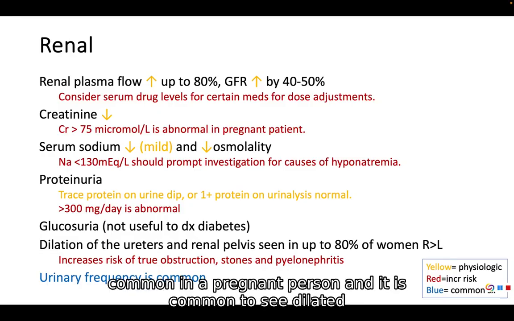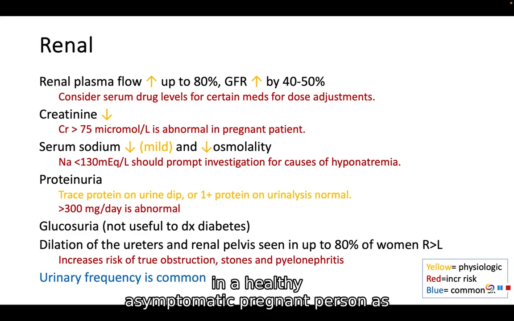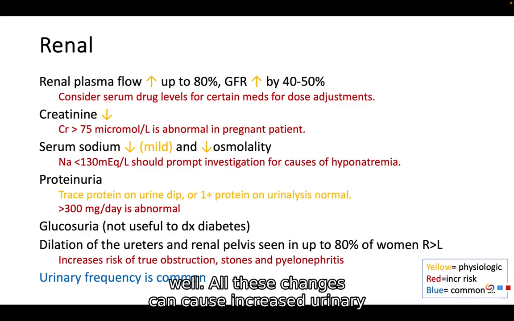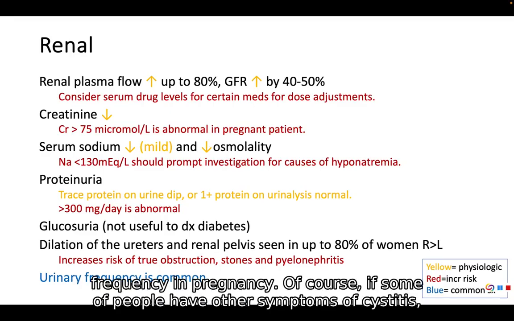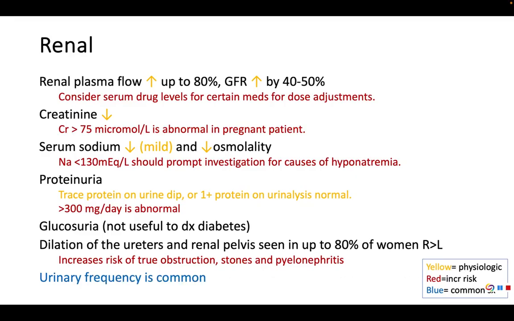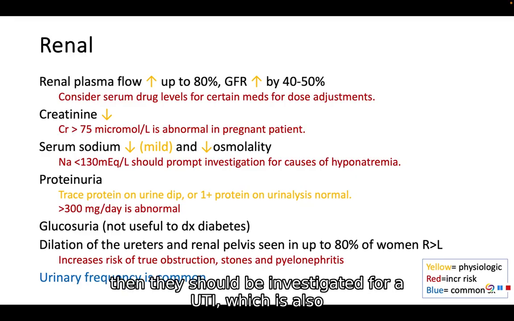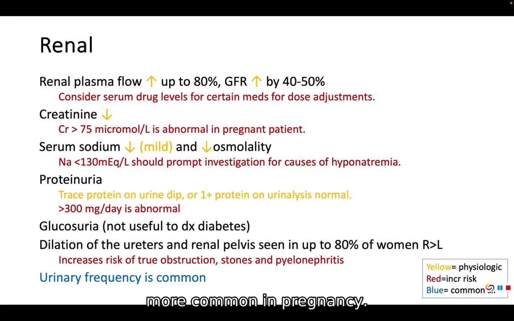Kidney stones are more common in a pregnant person, and it is common to see dilated ureters or dilated renal pelvis in a healthy asymptomatic pregnant person as well. All these changes can cause increased urinary frequency in pregnancy. Of course, if people have other symptoms of cystitis, then they should be investigated for a UTI, which is also more common in pregnancy.